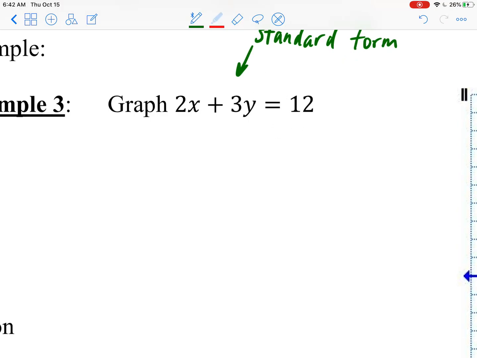If you were going to solve for y and you wanted to get this y all by itself, what would you need to do? If it was me, I would subtract 2x from both sides.